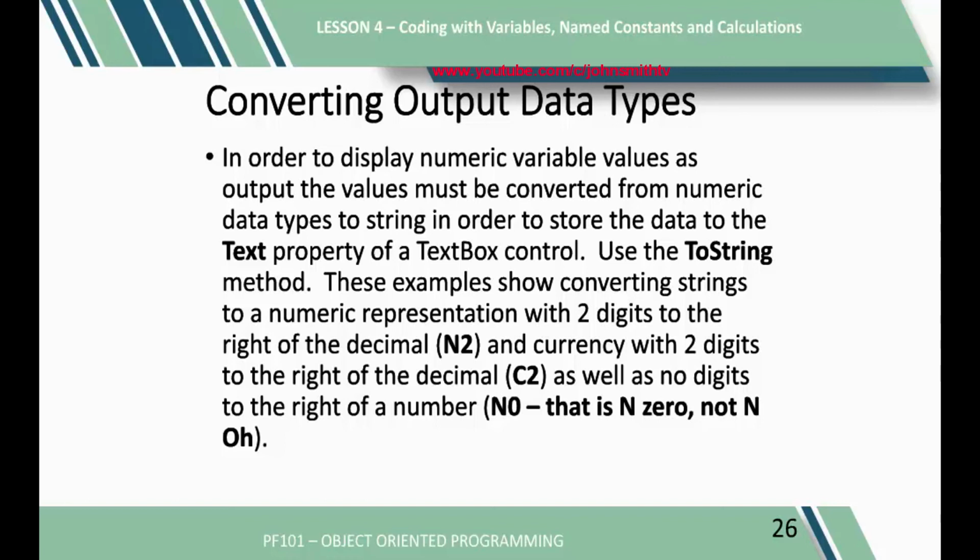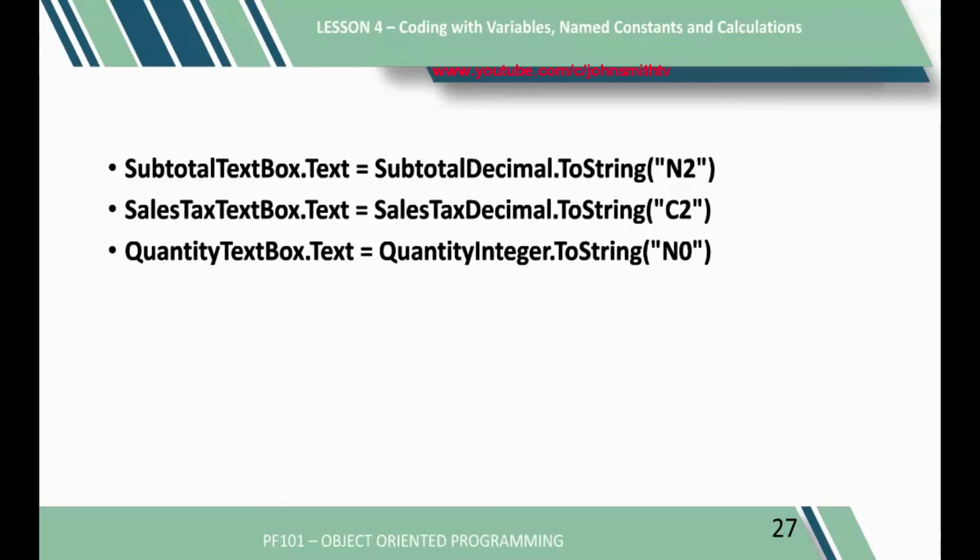These examples show converting strings to a numeric representation with 2 digits to the right of the decimal, N2, and currency with 2 digits to the right of the decimal, C2, as well as no digits to the right of a number, N0, that is N0, not NO. Here's an example of displaying a numeric variable. subtotalTextBox.Text = subtotalDecimal.ToString("N2"). salesTaxTextBox.Text = salesTaxDecimal.ToString("C2"). quantityTextBox.Text = quantityInteger.ToString("N0").